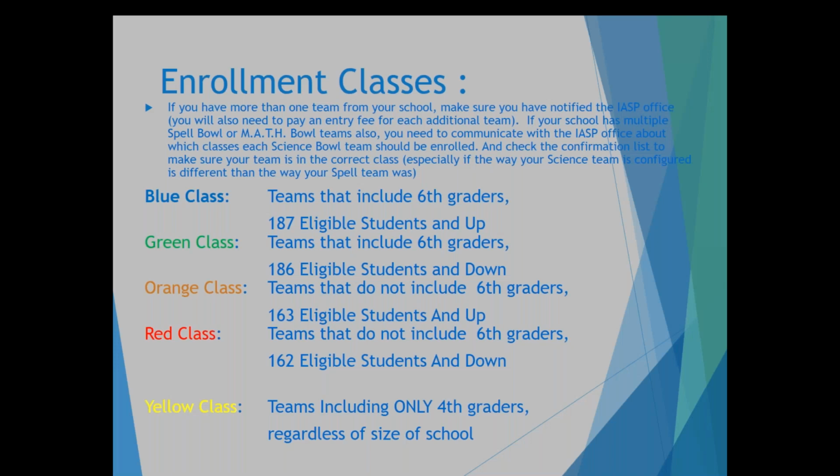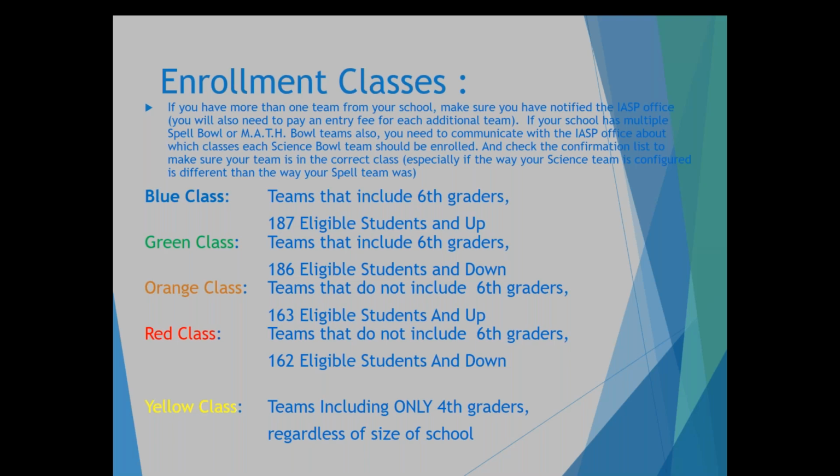Now, if you have more than 1 team from your school, make sure that you've notified the IASP office. You'll also need to pay an extra entry fee for each additional team. If your school has multiple Spell Bowl or Math Bowl teams, you need to communicate with the IASP office about those as well. But you need to figure out which class the Science Bowl team should be enrolled in. And check the confirmation list to make sure your team is in the correct class, especially if the way your Science Bowl team is configured is not the same as how your Spell Bowl team or your Math Bowl team was configured.